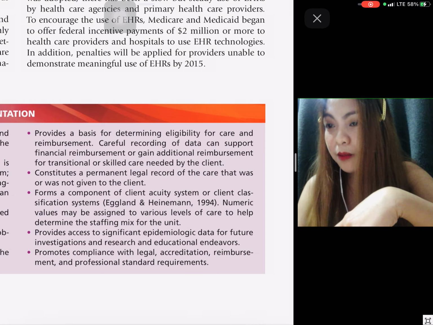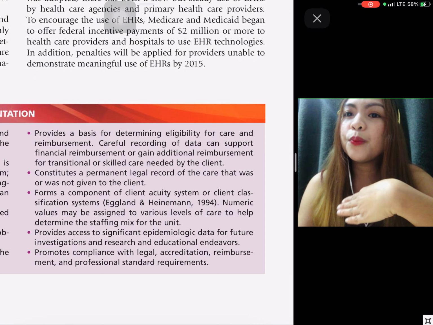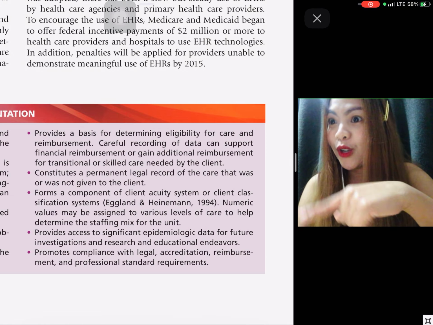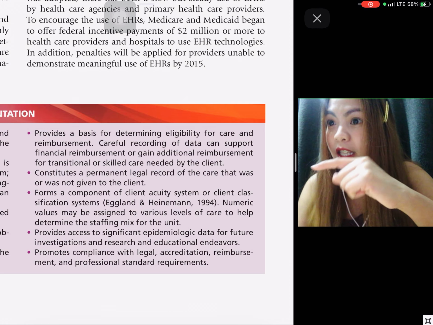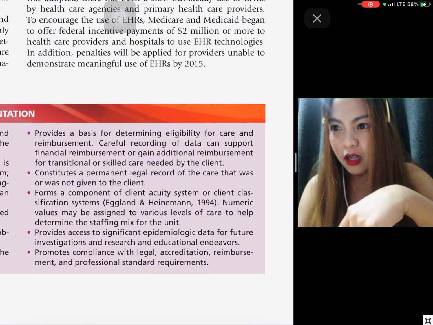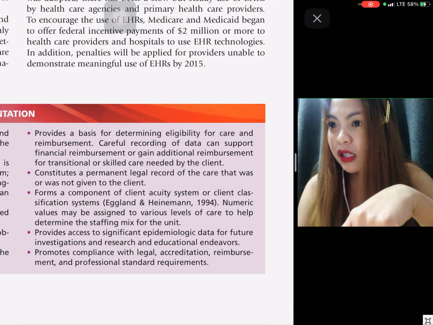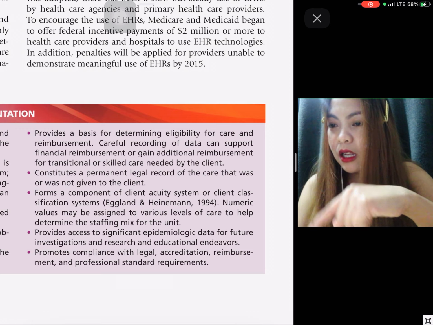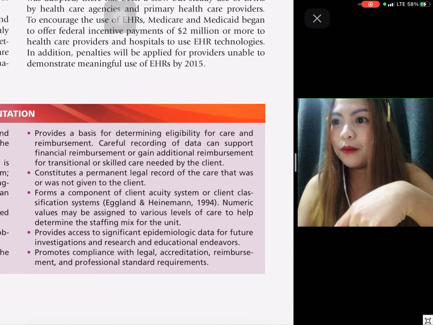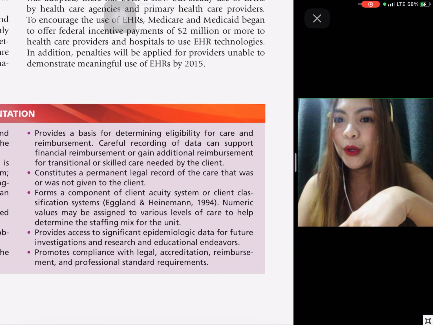So, it constitutes a permanent legal record of the care that was or was not given to the client. So, importante yung assessment data kasi dinidocument yon dahil ito ay isang legal paper. Dito makikita nila kung talagang ginawa mo yung care na para talaga sa kanya at kung hindi mo nagawa. So, napaka-importante sa nurses notes nyo, lahat ng ginawa nyo, isulat nyo. Okay? Para at least talagang kinare mo talaga yung pasyente. Kapag in the future, kung ano man.